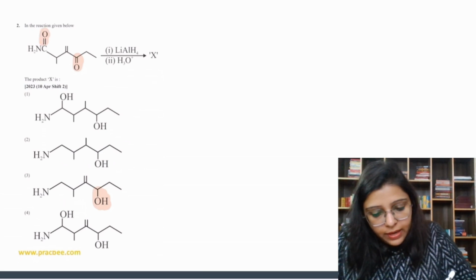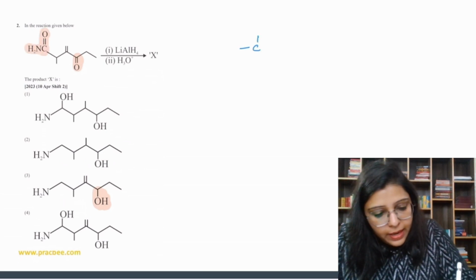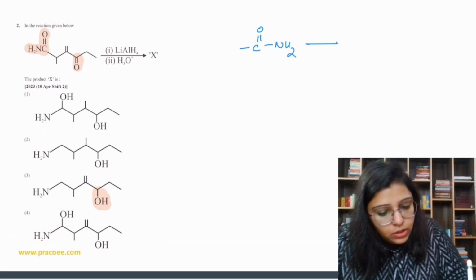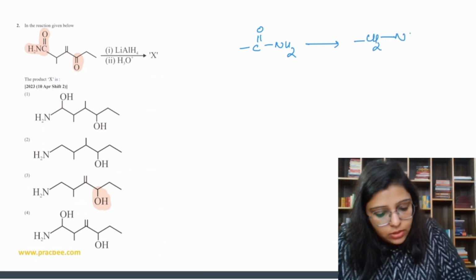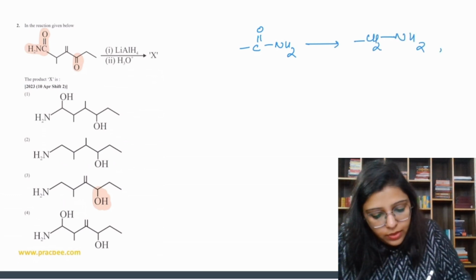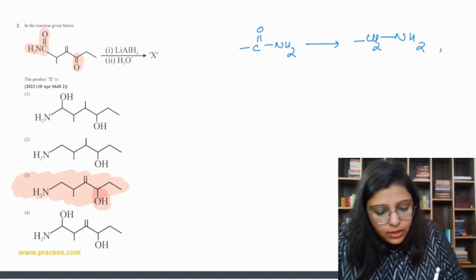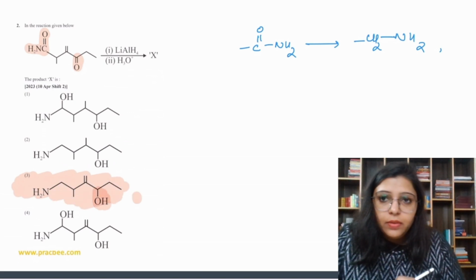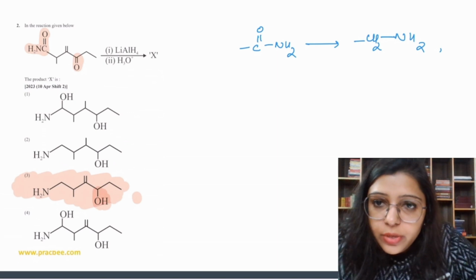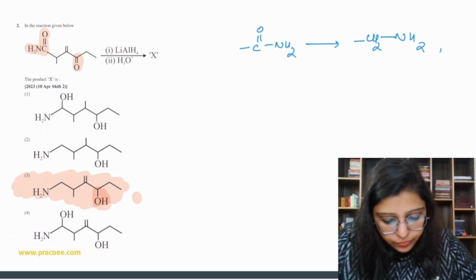Alcohol, and we have C double bond O NH2. So amides are reduced to amines. That's it. So as per this, we have option number 3 as the correct answer.